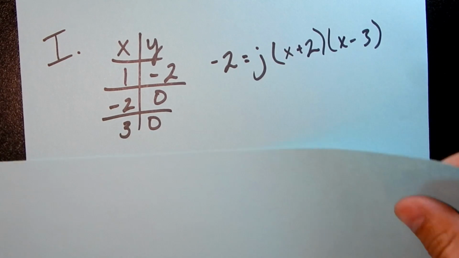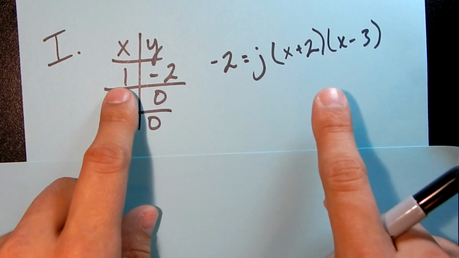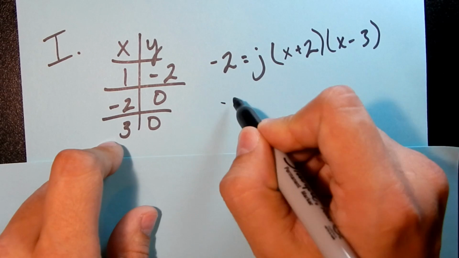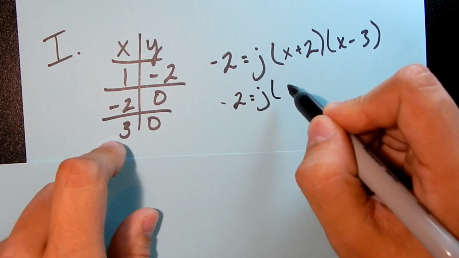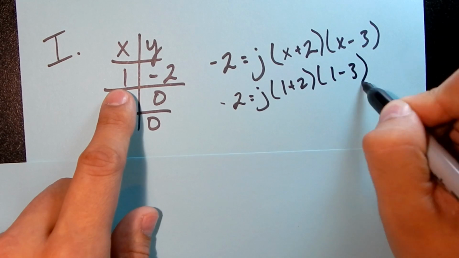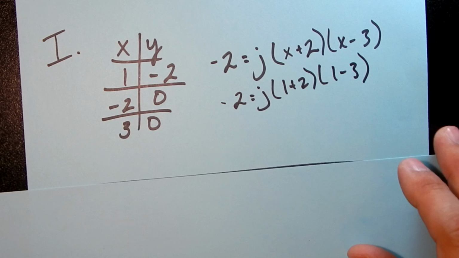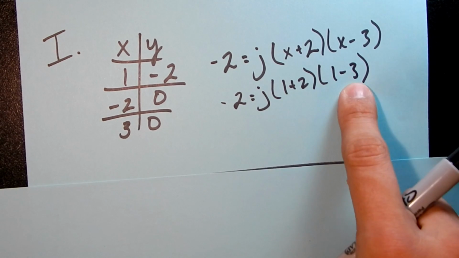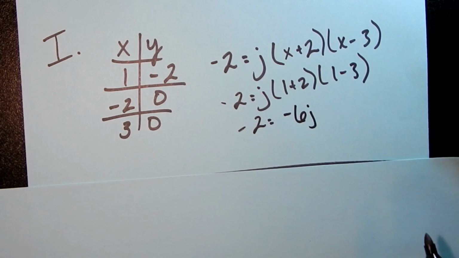So you might be asking, what about this guy? I used the -2, so what happens to the 1? The 1 actually gets substituted in for these x's. So we're going to say -2 is equal to j. We're going to solve for this here in a moment. 1 plus 2 and 1 minus 3. And then I get some values here, and then I have to figure out what j is. So in this case, I get 3. 1 minus 3 is -2. This ends up being -6. So -2 is equal to -6j.